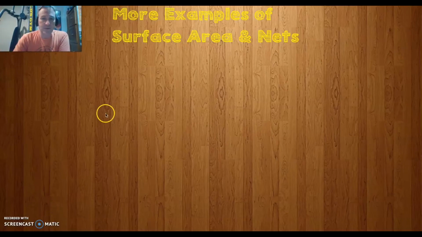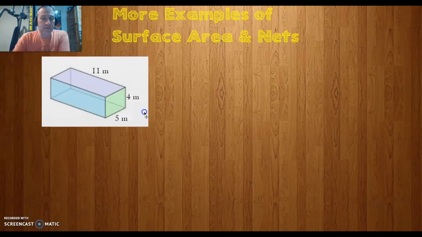So today we're going to be doing some more examples of surface area and nets. The first one I have looks like this. We know this one as, somebody say it. That's right, that is a rectangular prism. It's a rectangular prism because in a prism you have to have rectangular faces and rectangular bases.